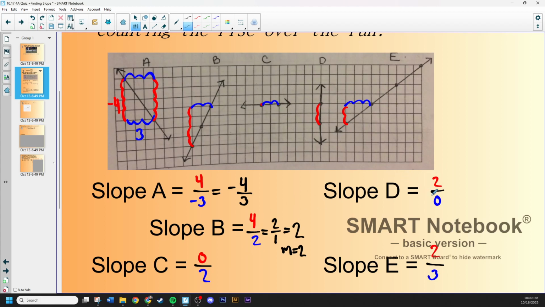The way I like to remember it is that when the 0 is underneath, it is undefined, right? So this is an undefined slope, and this one is a 0 slope. Okay, so we have to make sure we actually write that. You cannot leave it as 0 over 2 or 2 over 0. It would not be your final answer.